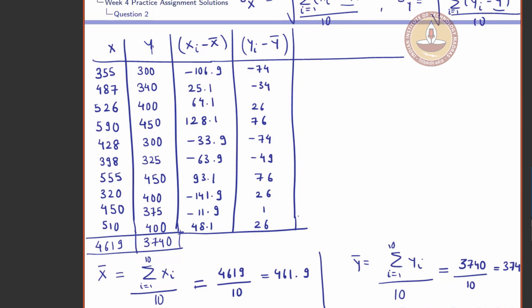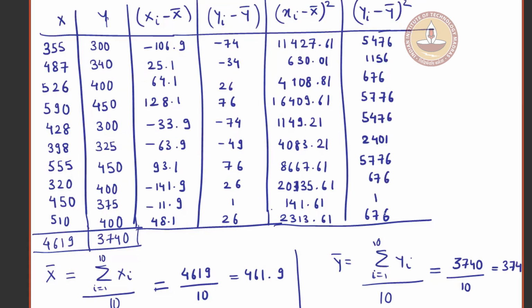Now we need to find the square deviation. So let's calculate. This is xi minus x bar whole square. Now we have yi minus y bar whole square. If you take the square of the deviation, you will get the values. Then we need to take the sum of all the square deviations.